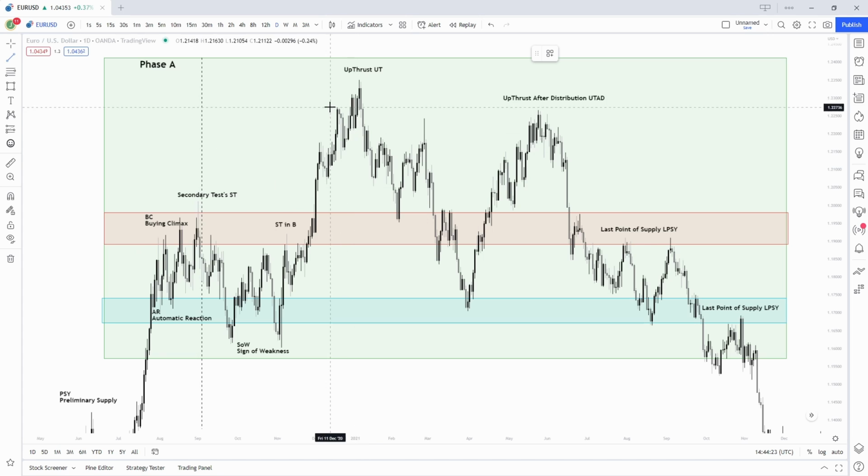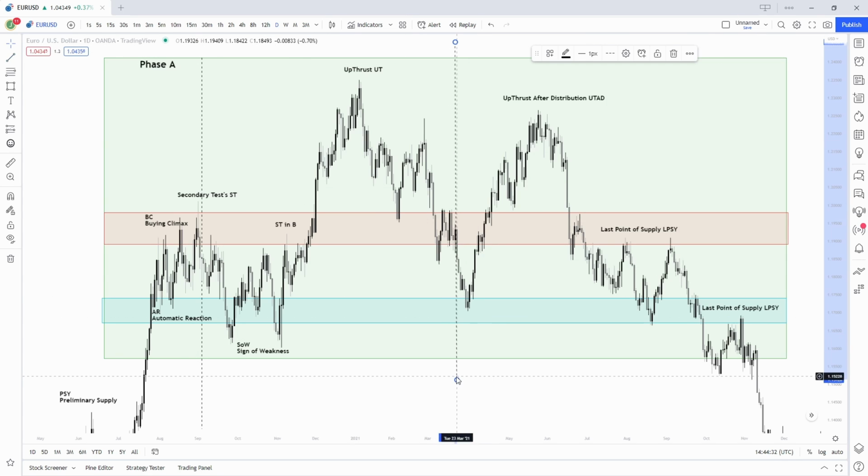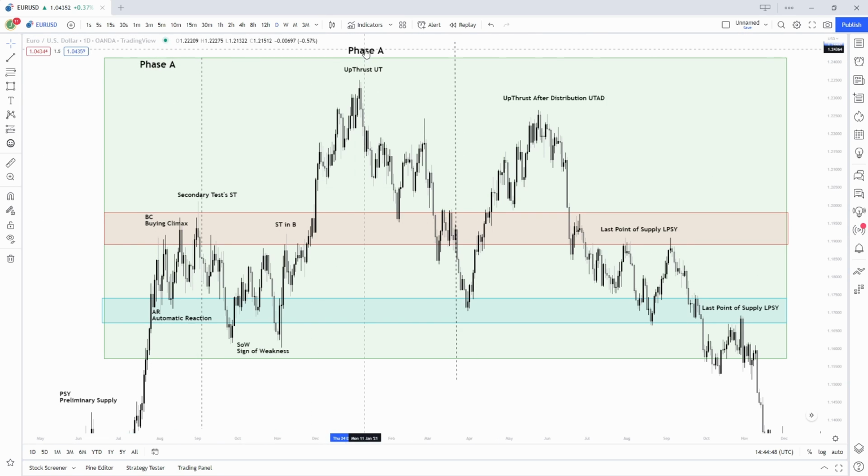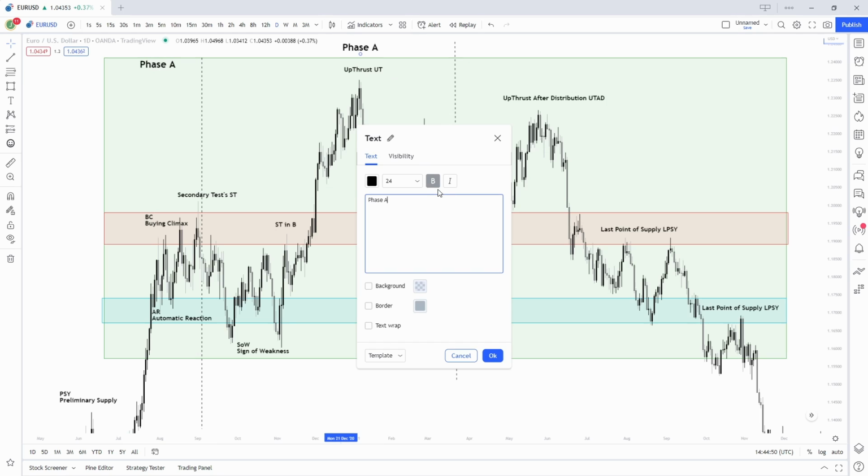Phase B in this case can actually be slightly confusing, because it's going to represent this entire movement here, whereas in its counterpart within an accumulation, the manipulation or the spring was actually phase C. In this case, this is all going to represent phase B, so the sign of weakness, the secondary test in B, and the upthrust are all part of the second phase of a distribution.